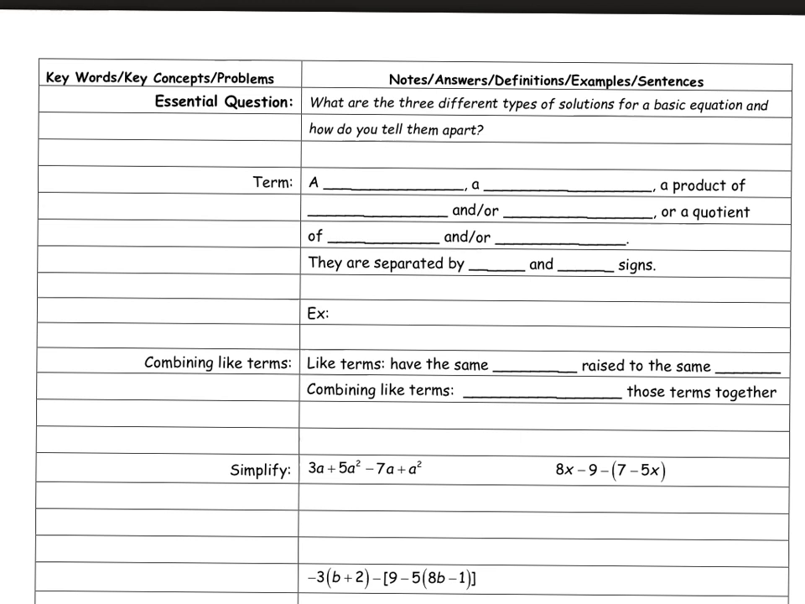I'm going to review our essential question, which is: what are the three different types of solutions for a basic equation and how do you tell them apart? So we're going to have a couple more definitions we're going to go over in this section.